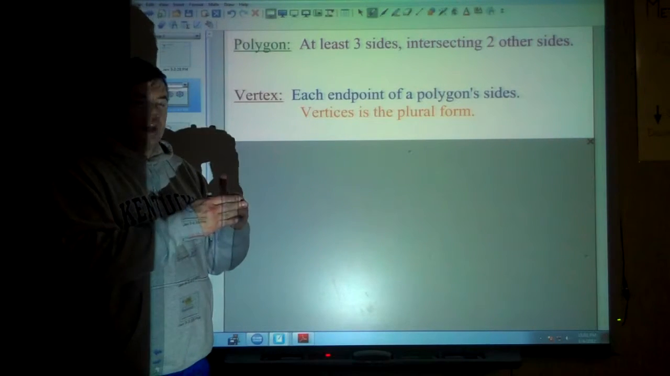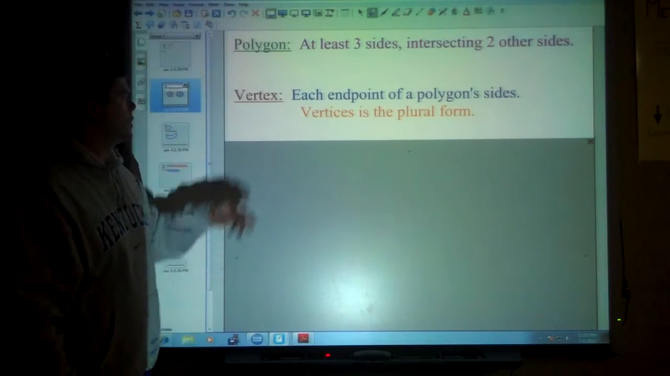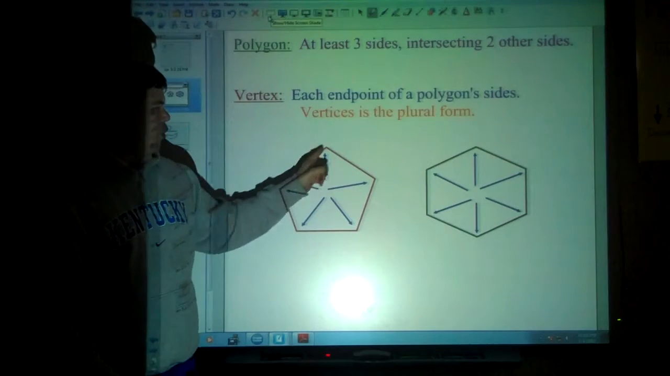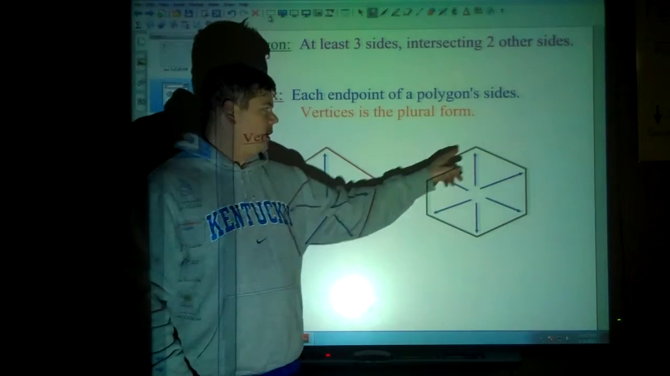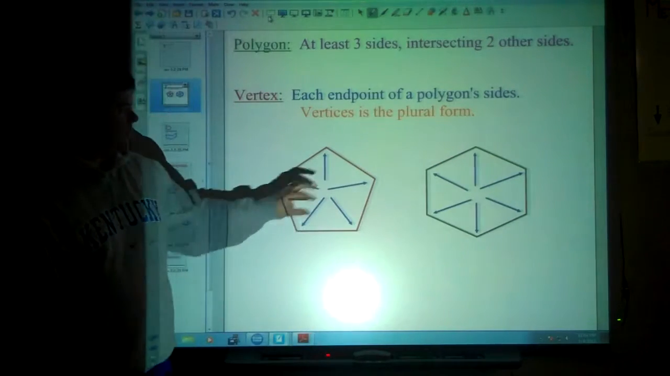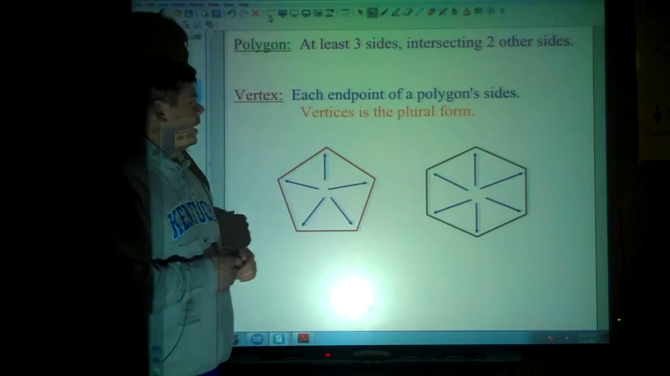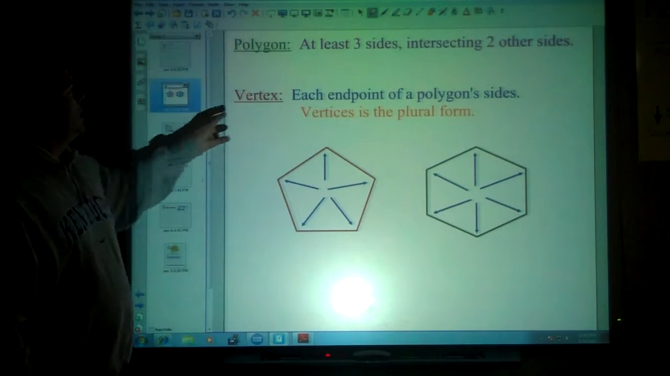The vertex is the point where the sides come together. So one point where they come together is known as a vertex. The plural form, what we would call all of them, is known as vertices. So here I just have a couple shapes, a pentagon and a hexagon, and I'm pointing at all the vertices around here. So here's one vertex, there's another. This one has 6 vertices, this one has 5 vertices. The number of vertices is the same as the number of sides. Okay? Each endpoint where they come together. The corners, for lack of a better term.